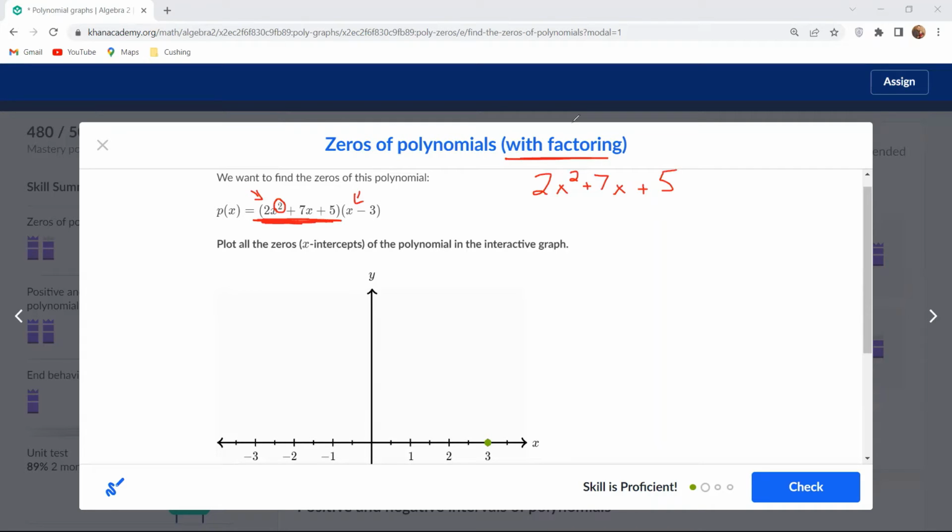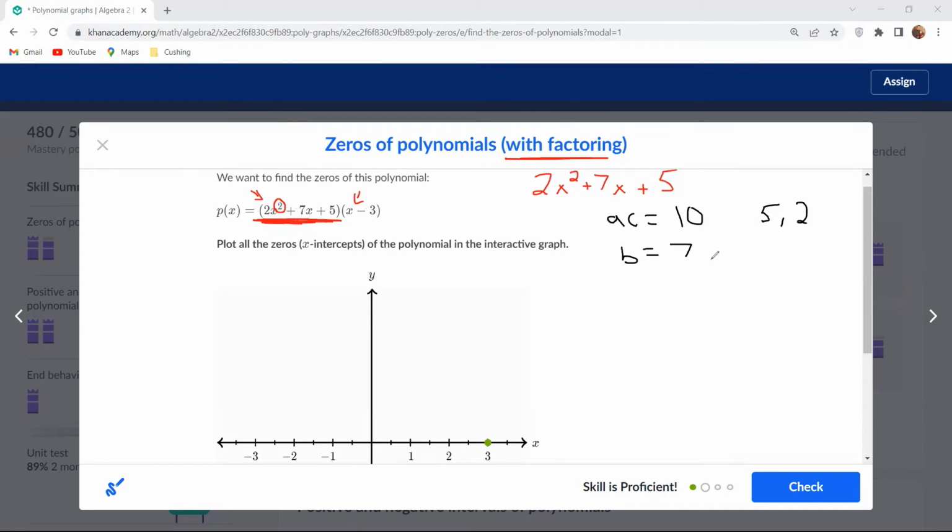Similar to when we were factoring quadratics before, I need 2 numbers that multiply to AC. In this case, that is 10, because A is 2 and C is 5. And then they need to add to 7. So what 2 numbers multiply to 10 and add to 7? That should be 5 and 2.